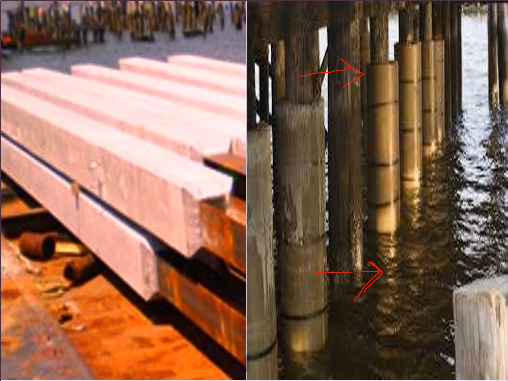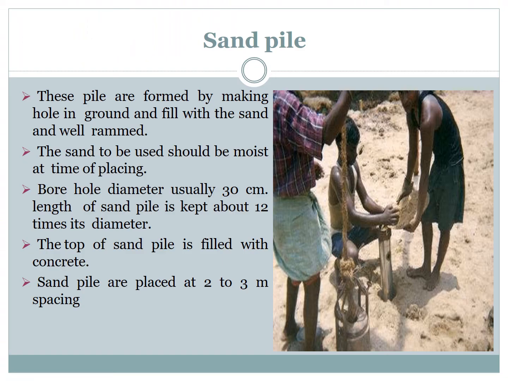And the second image shows the concrete with the timber pile. Okay. So these piles are formed by making a hole in the ground and filling it with sand and ramming it well. The top of the sand pile is filled with concrete to prevent the sand ejecting upwards due to lateral pressure. For the sand pile, the diameter is 30 centimeter and the length is kept about 12 times its diameter, and the center to center spacing between two sand piles is 2 to 3 meter.